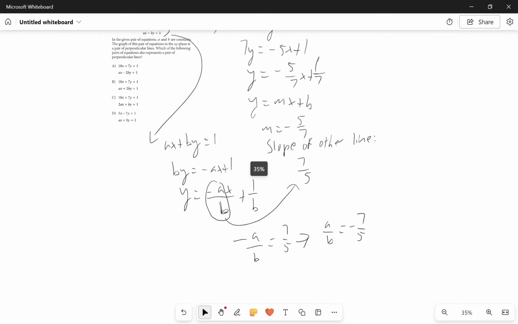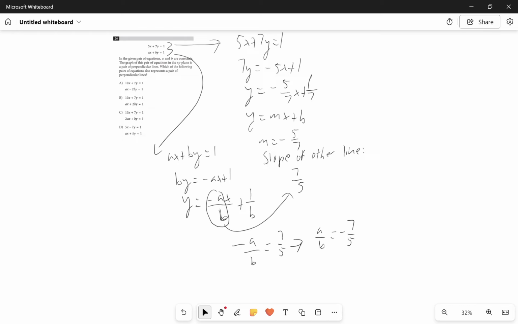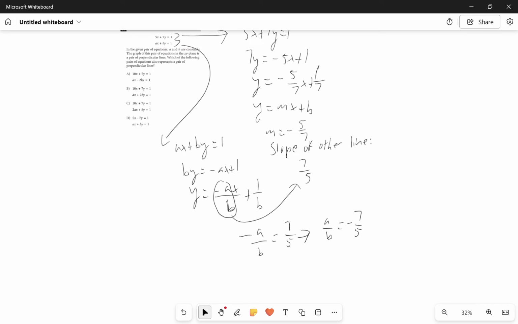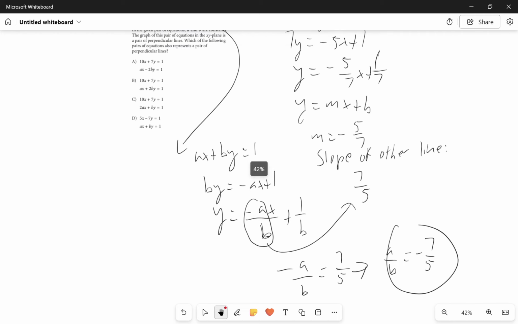Now that we've made this progress, let's look at the answer choices. Basically, we need to find which pair of equations also has a pair of perpendicular lines. I can think of a better strategy than to just start using equations. Since we know what a over b is, we can plug this in for the bottom equation because now we can actually have numbers. And remember, the slope has to be the negative reciprocal of the other.